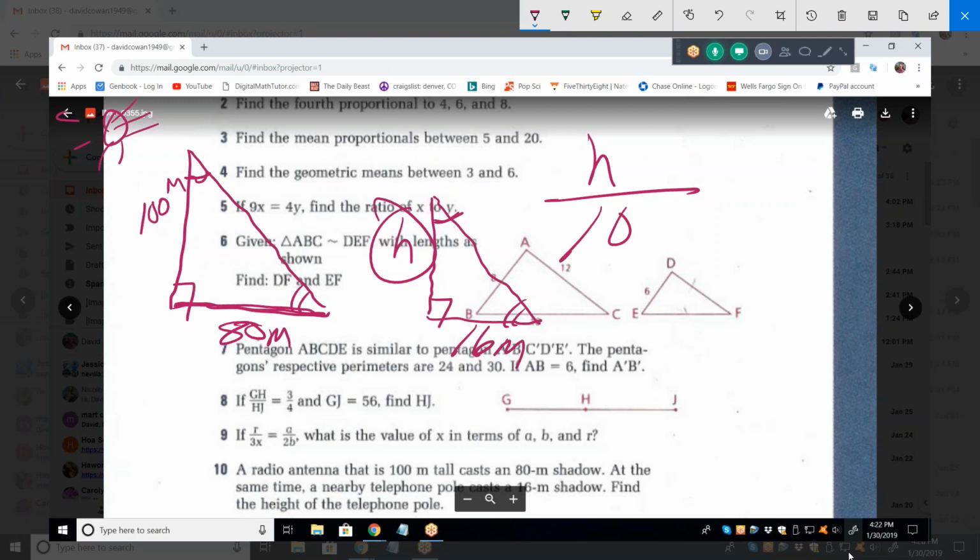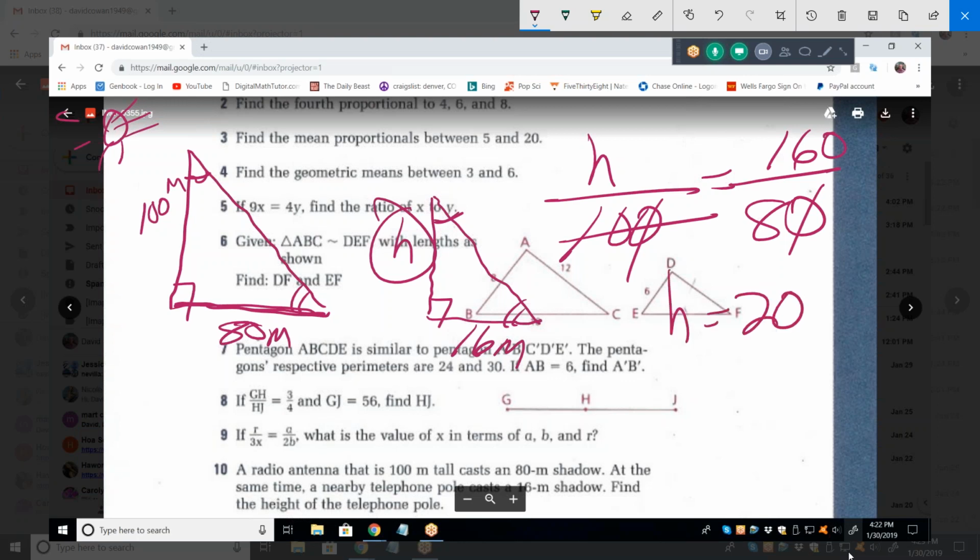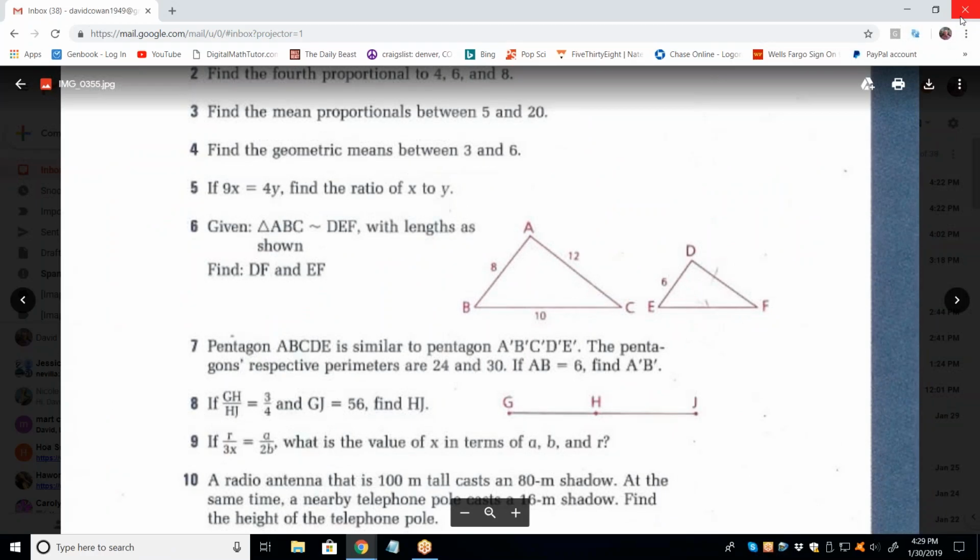100. Okay, now give me the other side of that. 16 over 80. There you go. That's the way to do it. Now, I can immediately get rid of that and get rid of that. And then I can multiply by 10 to give me that. And now 8 goes into 160 20 times. h equals 20. That's the height of that telephone pole. Okay? All right, on to the next page. Yeah, number 13.